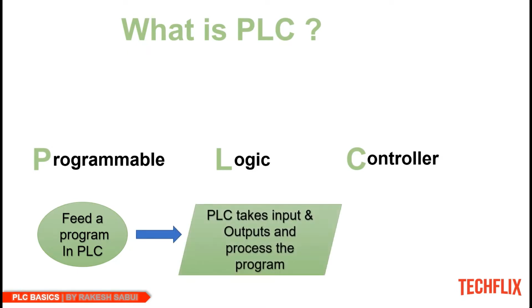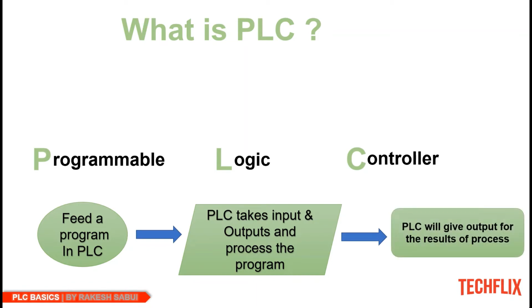Now, when the code is fed into the PLC, it will read all inputs and outputs and process the logic of the code accordingly. The PLC can read input and output from the external world or can use the input and output data from the code itself. When the PLC has processed the inputs according to the code, it will produce outputs as the result of processing. The PLC can give a digital output or analog output.